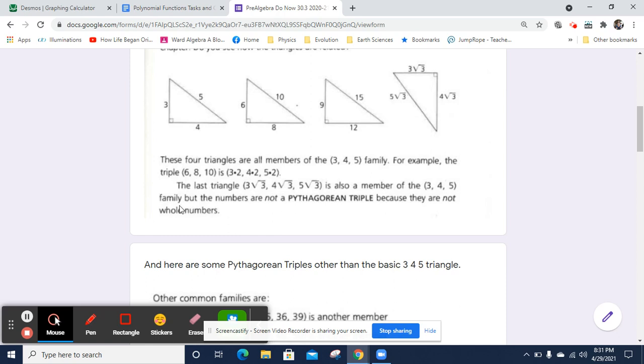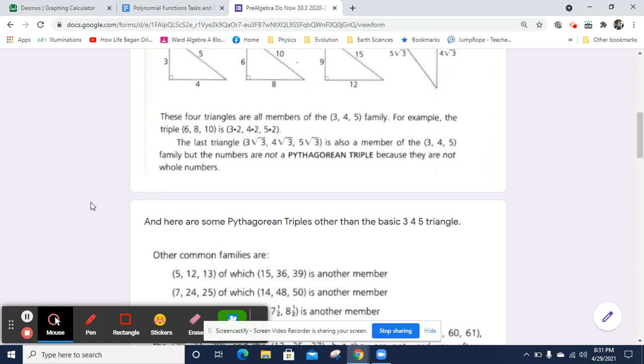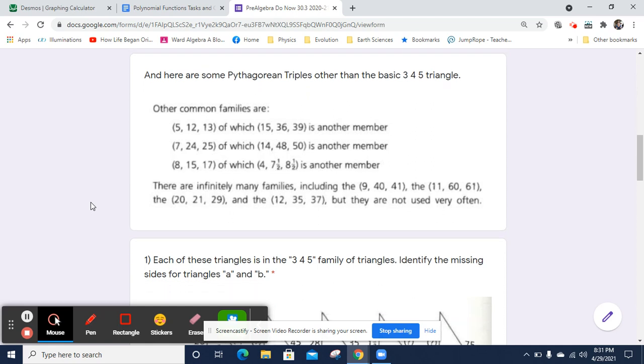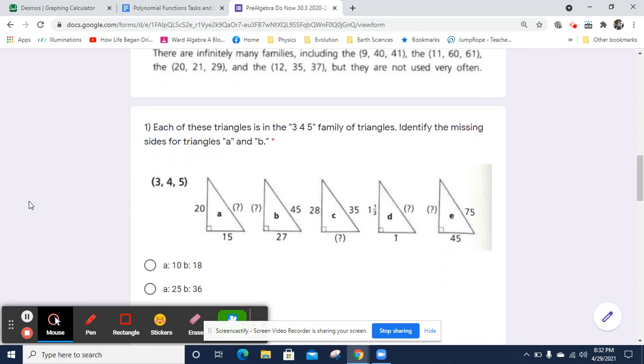It's also a member of the family, but the numbers are not a Pythagorean triple because they're not whole numbers. But that's okay. It's still part of the family. And here are some other families: 5, 12, 13, 7, 24, 25, and 8, 15, 17, which you will need for this next thing. Of course, there are other families like 9, 40, 41, 11, 60, 61, 20, 21, 29, and 12, 35, 37. Okay, so let's look at these.